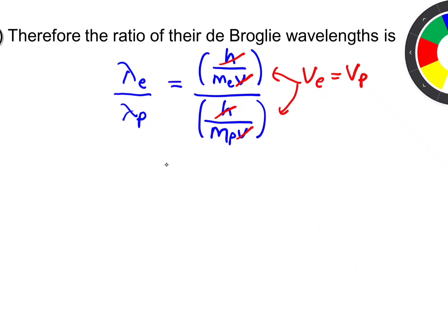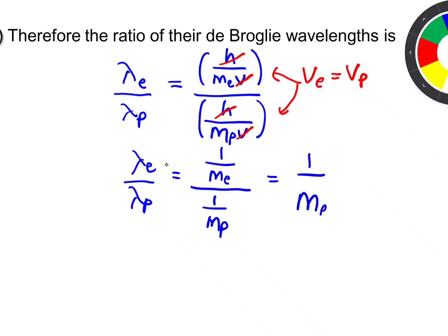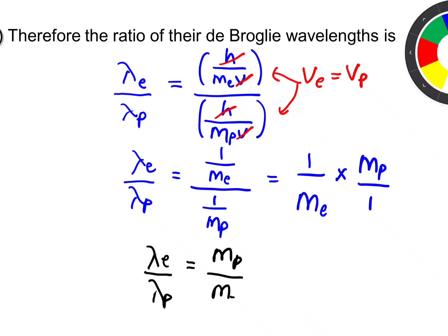Okay. And then, bila dah cancel, kita akan dapat lambda electron over lambda proton is equal to 1 over mass electron divided by 1 over mass proton. So 1 over mass of electron darab dengan mass proton bahagi dengan 1. Itu adalah matematik. Okay. So kita akan dapat the final answer is lambda electron over lambda proton is equal to mass of proton divided by mass of electron.